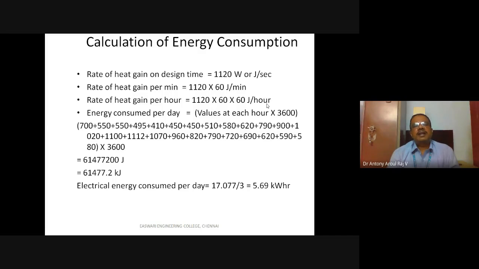So energy consumed per day means what? You multiply by all the values, then you get the energy per day. So that is how it will go, the rate of energy consumption multiplied by time. So here you can see that is how we will go.